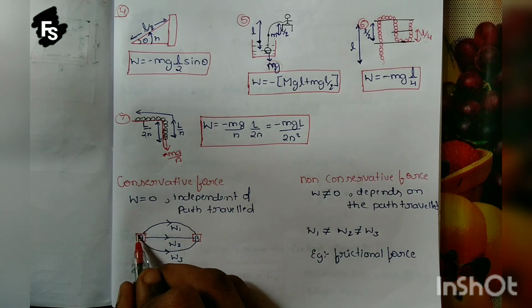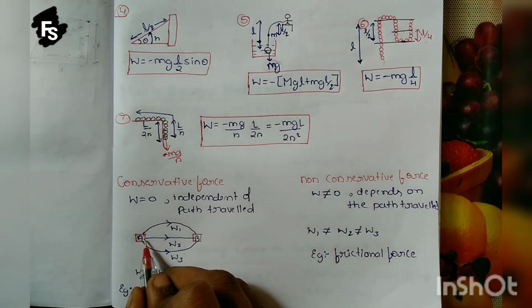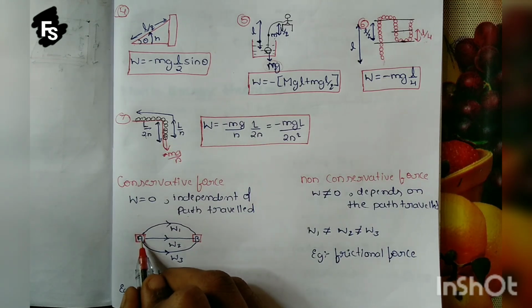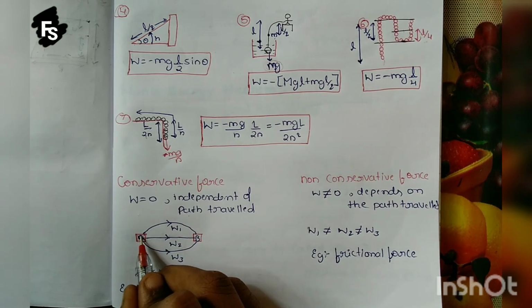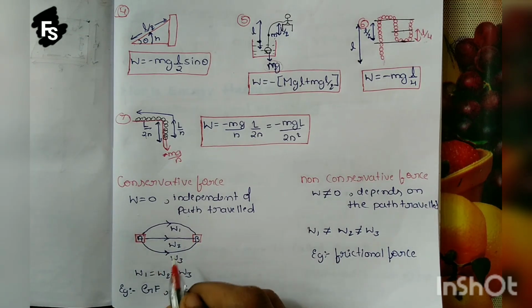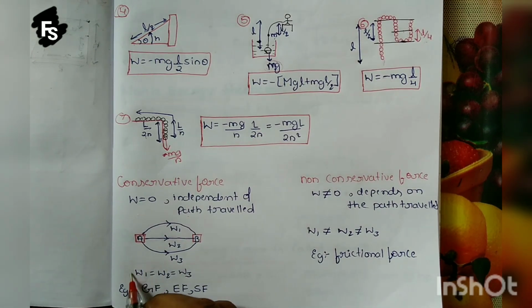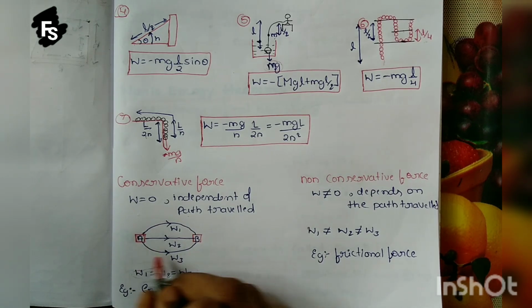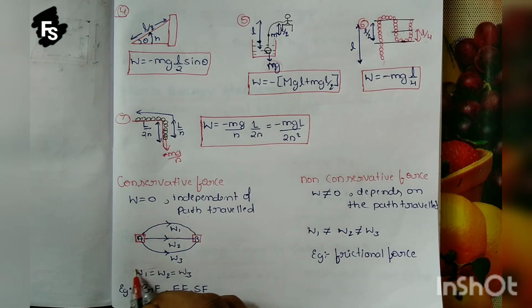See here, a boy is traveling from A to B. This is one way, this is the second way, this is the third way. But the work done in both is equal because it does not depend on the path traveled. For example, gravitational force, electrostatic force, and spring force.